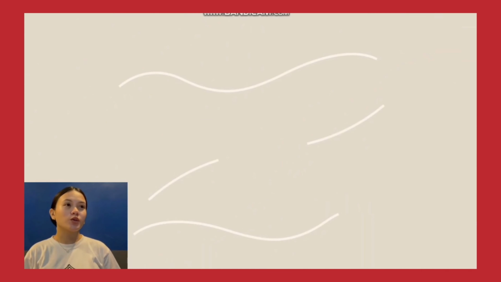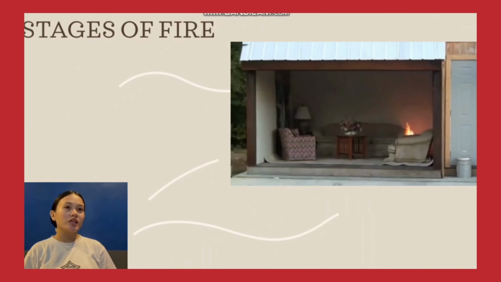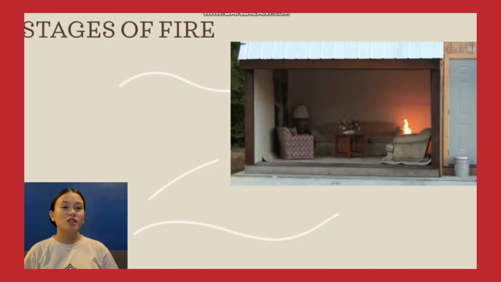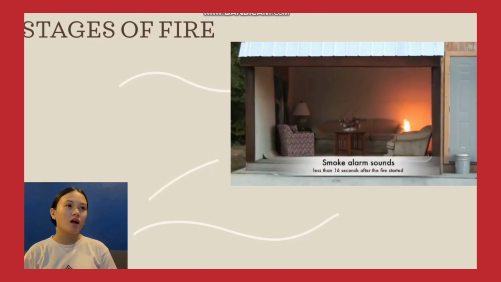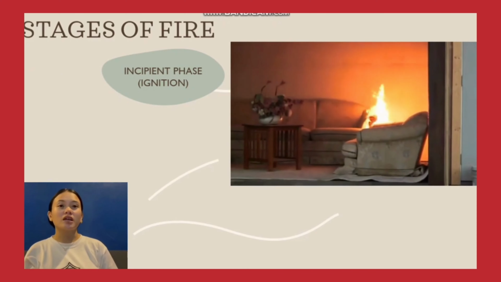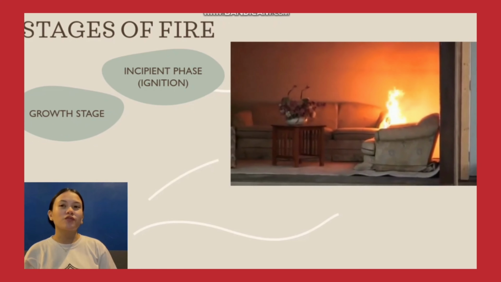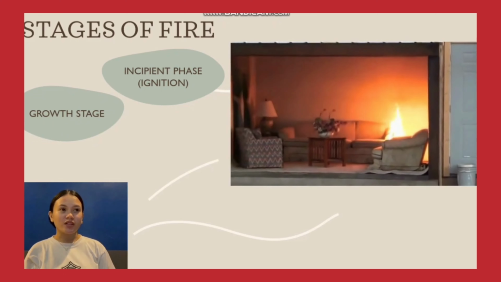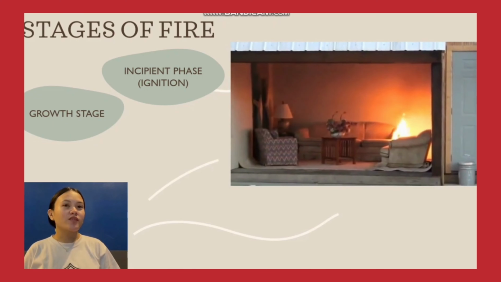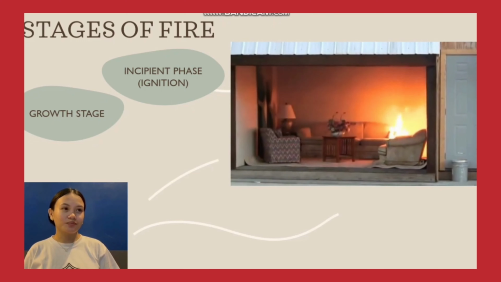So in this video, we will talk about the stages of fire. The first stage is the incipient phase or ignition. This is the phase where the fire is just starting to build up. The second is the growth stage. In this stage the flame will slightly increase. As you can see in the video, the fire is gradually growing and getting stronger.